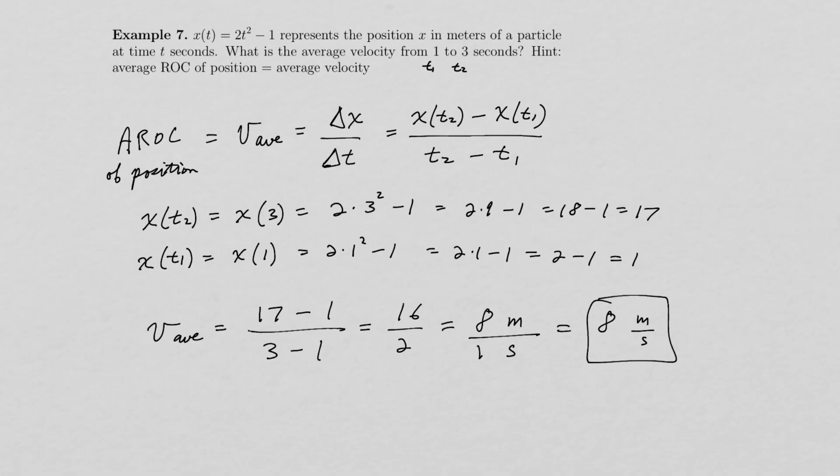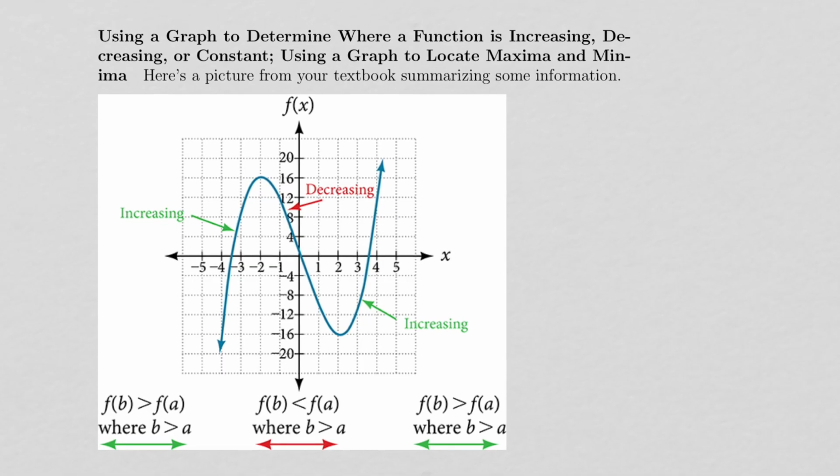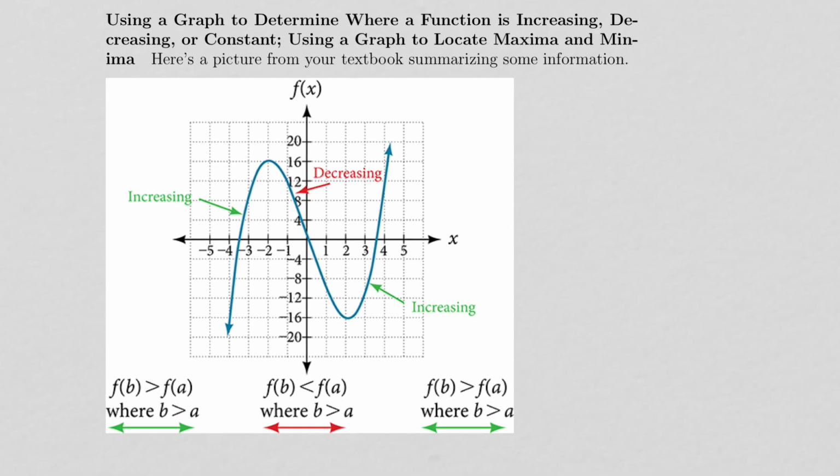Okay, so the average velocity, at least in one dimension here, is an example of an average rate of change, where the input is the time and the output is the change in position. Okay, next, let's talk just a little bit about graphs of a function, where it's increasing, decreasing, and then a couple of special points on the graph as well.